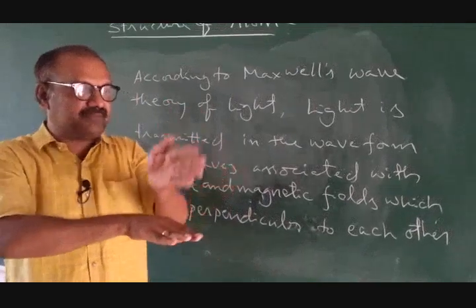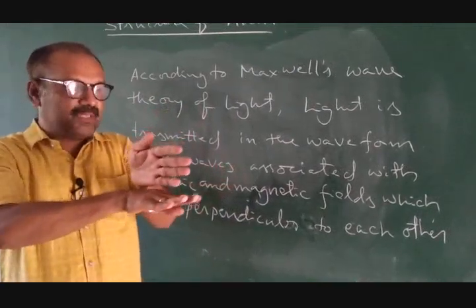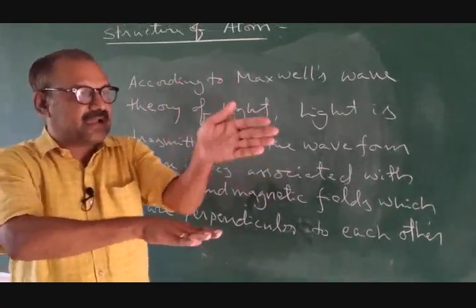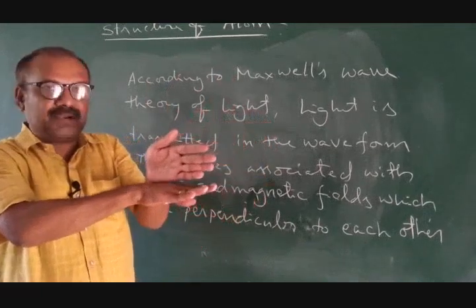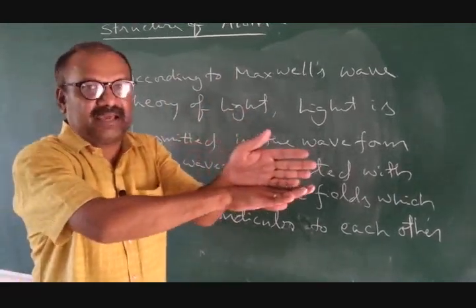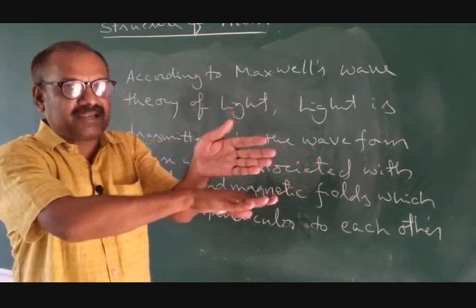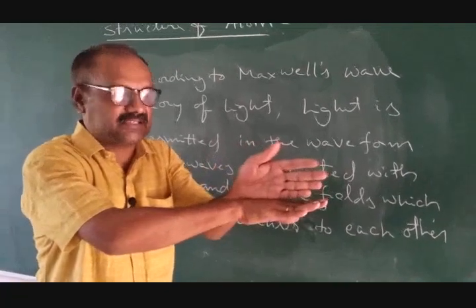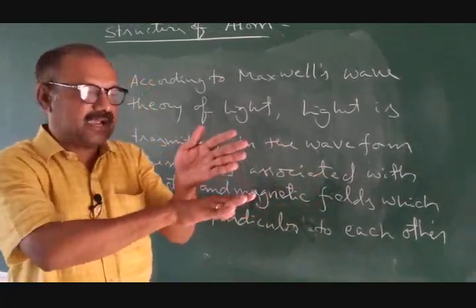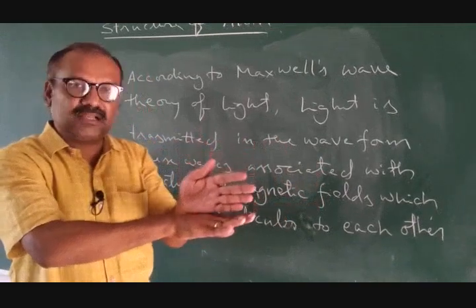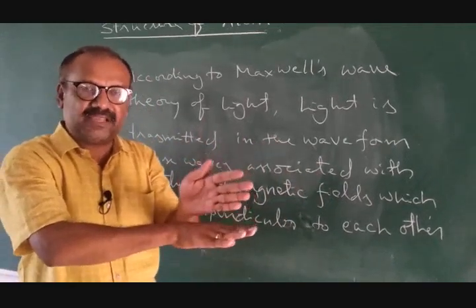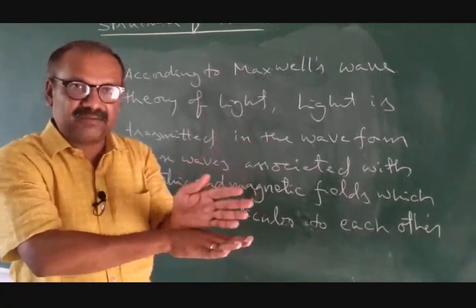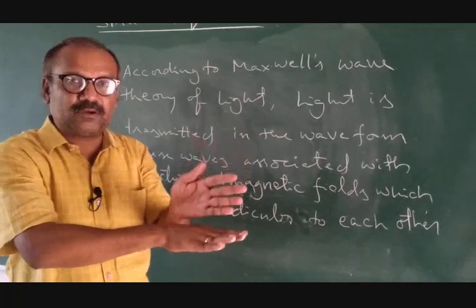Consider this is the electric field, this is the magnetic field. These two are perpendicular to each other. This will move in this way and this will move in this way. These two are perpendicular to each other and propagate in the same direction. Electric field and magnetic field are perpendicular to each other, and these two propagate in the same direction, with the same velocity and same wavelength. The wave nature is the same, but these two waves travel equally and are perpendicular to each other.